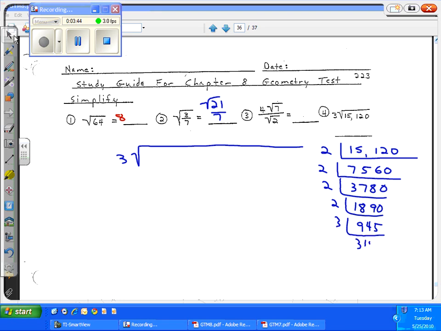Divided by 3 would be 315. Divided by 3 would be 105. Divided by 3 would be 35. Divided by 5 would be 7, and 7's prime, so we stop, and that's good because we were about out of room. So we're going to replace the 15,120 with the product of its primes, 2 times 2 times 2 times 2 times 3 times 3 times 3 times 5 times 7.